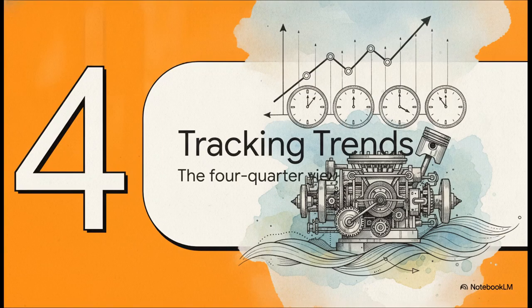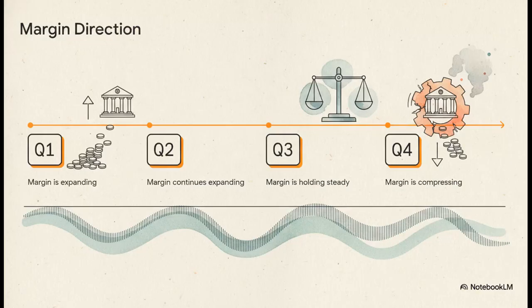Okay, part 4, tracking shifts and trends. The 4-quarter view. You've got to meticulously track the direction of the margin over the last several quarters. You want to be asking, is the margin expanding, is it holding steady, or is it compressing? For example, if a bank's margin was 4% at the start of the year, but it's slowly ticked down to 3.5% by Q4, well, that engine is losing efficiency, and you definitely need to know exactly why.